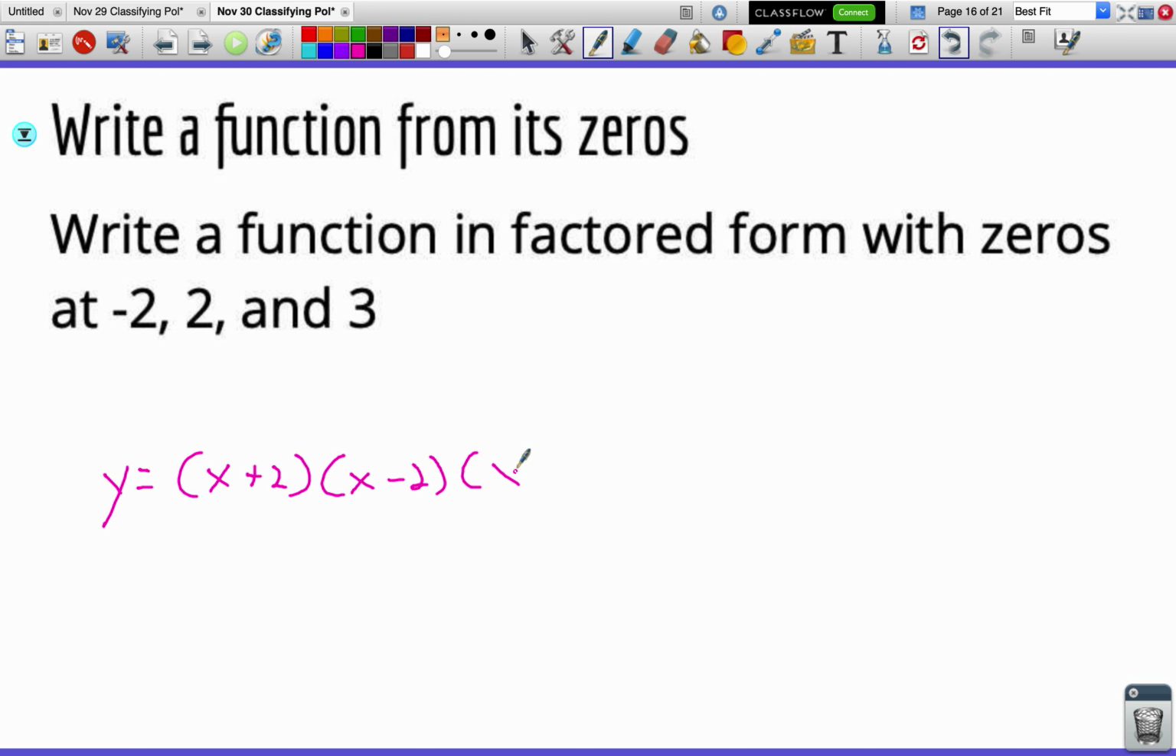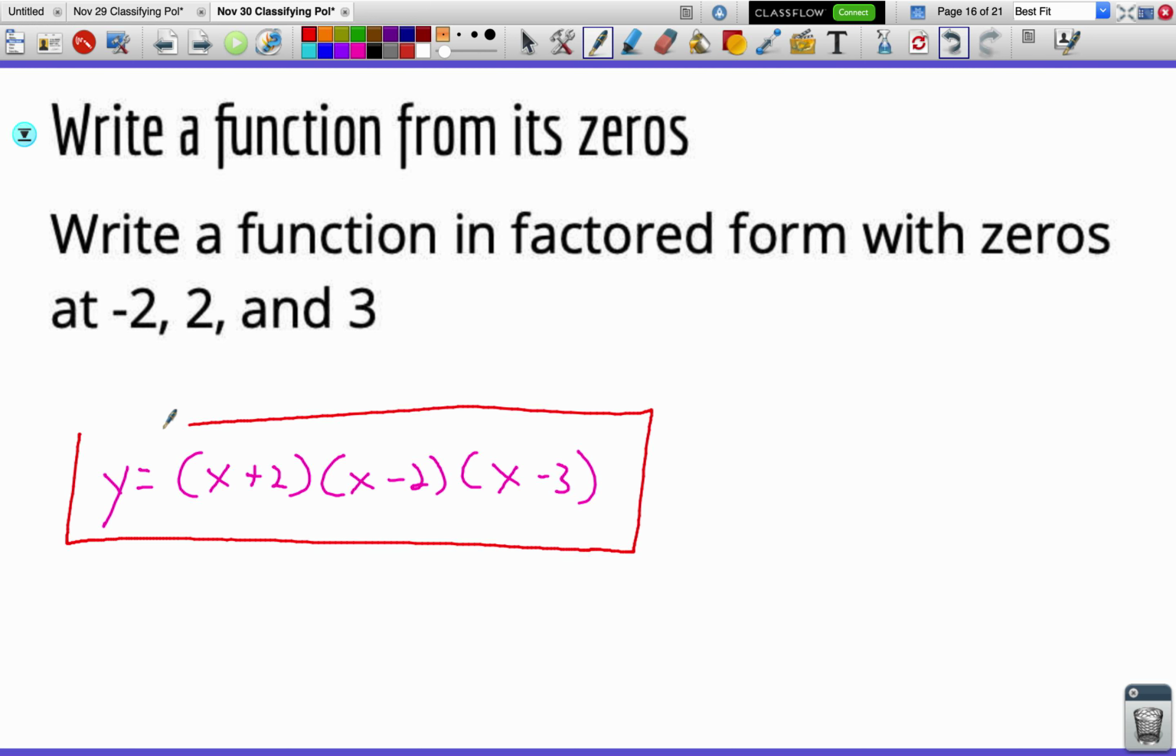0. And then when there's 0 at 3, we'll just put in a linear factor at x minus 3. And it's just as simple as that. Just as simple as flipping the sign on the zeros when you put it into the linear factor. We don't need to get fancy with any coefficient on x, just like this is fine.